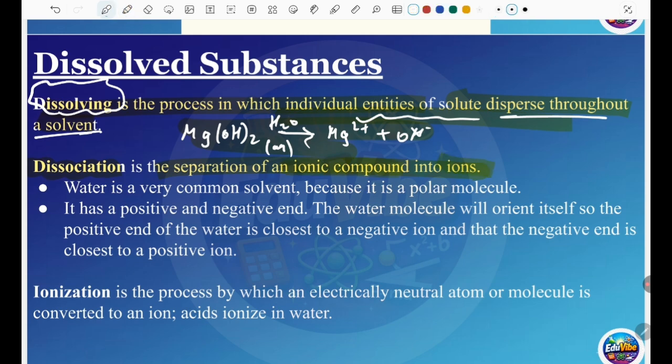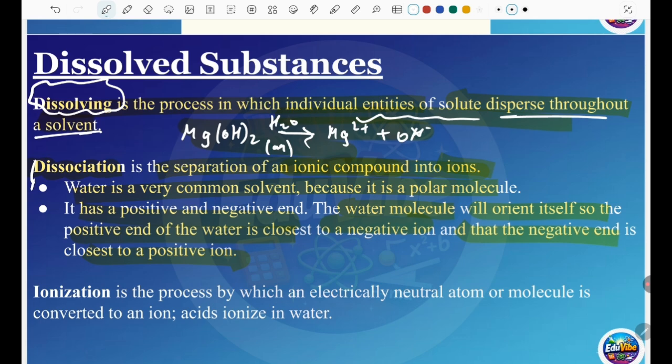Water is a very common solvent because it has a polar molecule. We discussed in the first unit of grade 11 chemistry that water is a solvent and has a polar molecule, with a positive and a negative end. The water molecule orients itself so that the positive end of the water is closest to the negative ion and the negative end is closest to the positive ion. We don't need to know more about water here. We just have to know what dissociation is and how it works in different types of reactions.